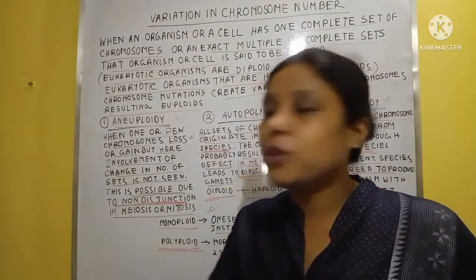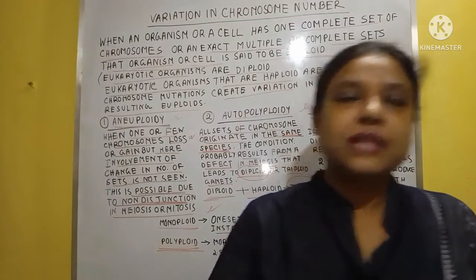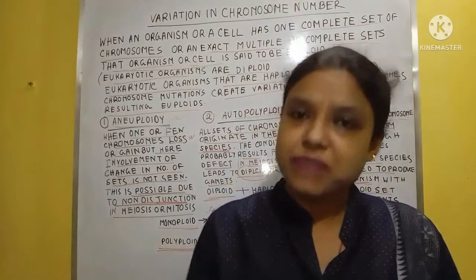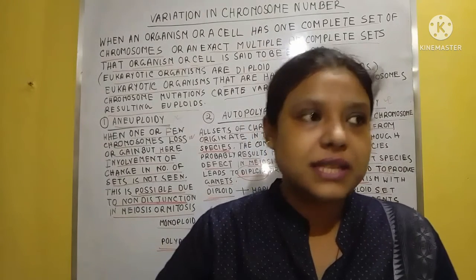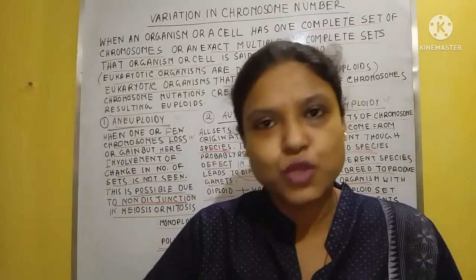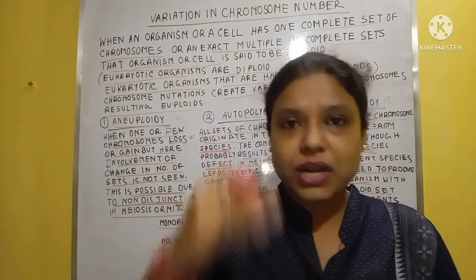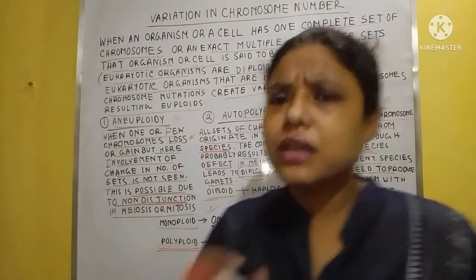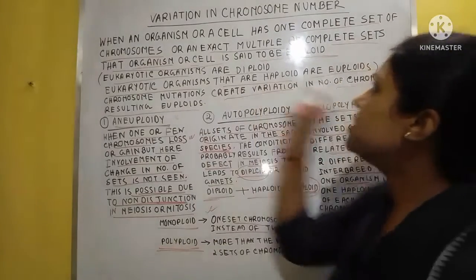Before going to the topic, I just want to say that I explained chromosomal mutation and gene mutation in my previous video. You can check out what chromosomal mutation is properly there. Here I don't explain chromosomal mutation itself; I just explain what happens if chromosomal mutation occurs, and how the changes occur in the number of chromosomes. So first we discuss the variation in the chromosome number.